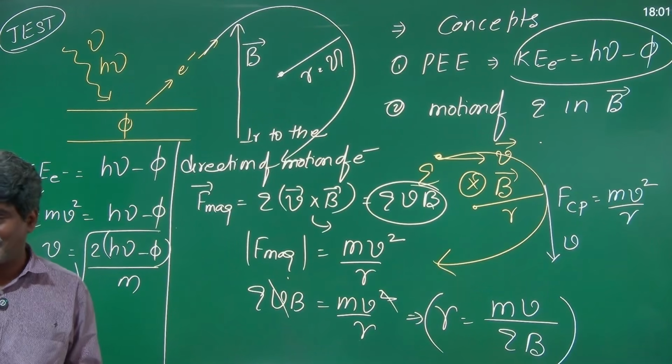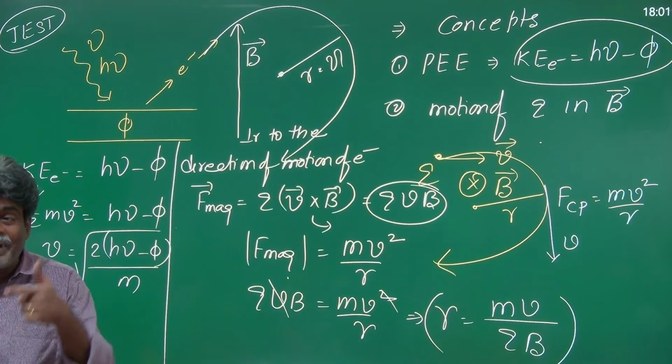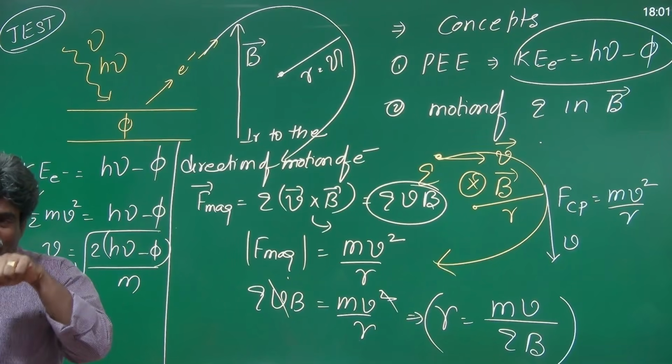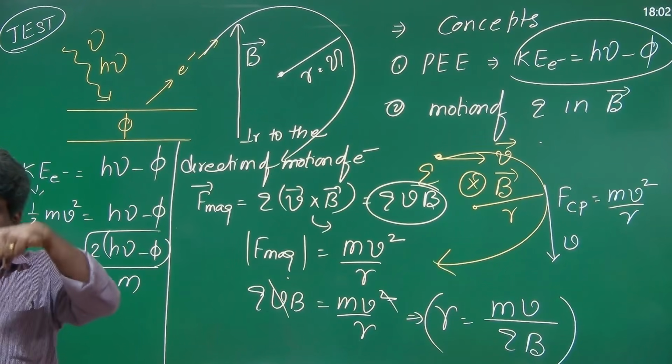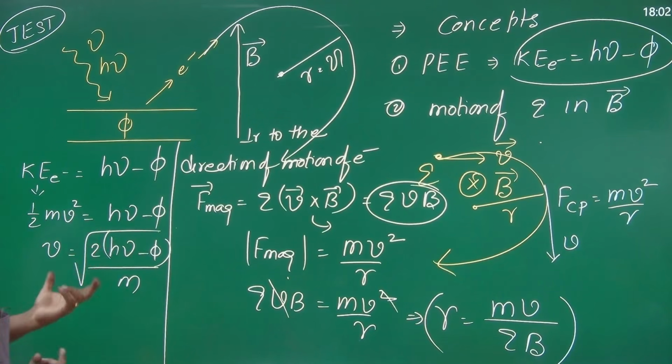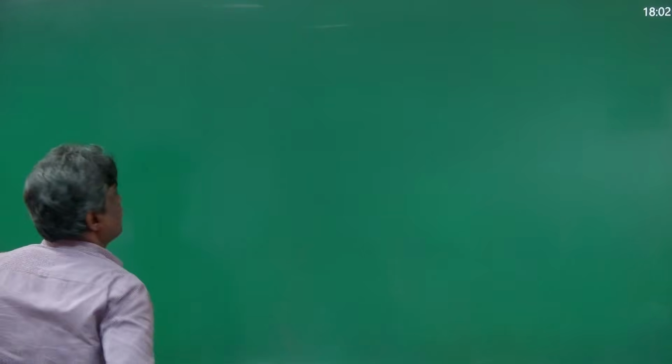Definitely a circular path. Why circular path? The magnetic field is perpendicular to the velocity. If the magnetic field is applied perpendicular to the velocity, it always makes a circle. Good, very good. That's it. Simple. Fine, very nice. Right. Ready. Next one.